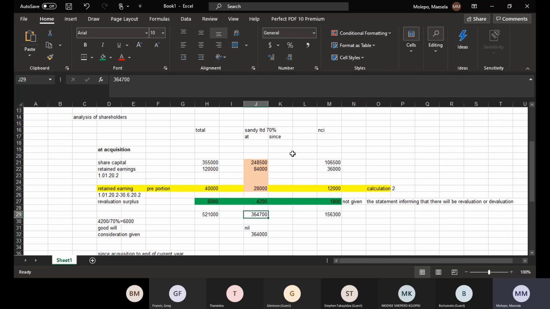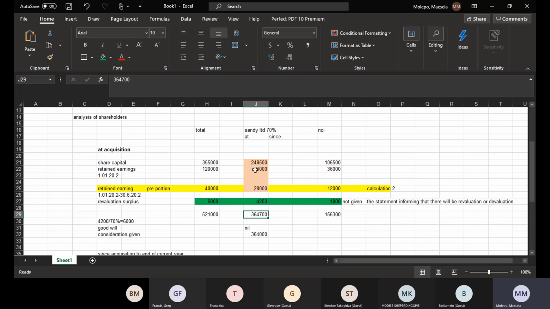But if our purchase price is higher than the fair value of the assets, so our land and building, they need to be increased. So when we increase our land and building, it means we have to revalue them. So that's what brings this 6,000 of the revaluation. So we found that our purchase price, or the fair value of the assets, is sitting at 364,700, excluding the land and building.